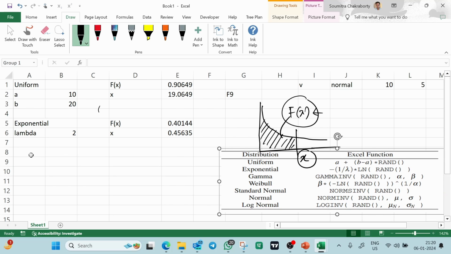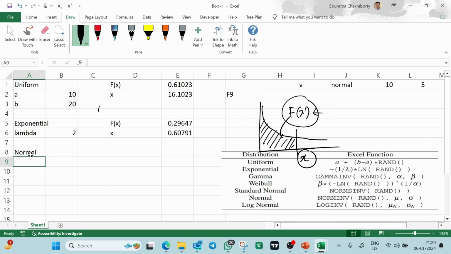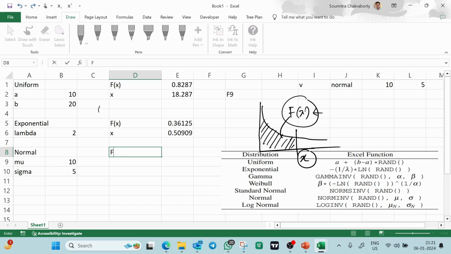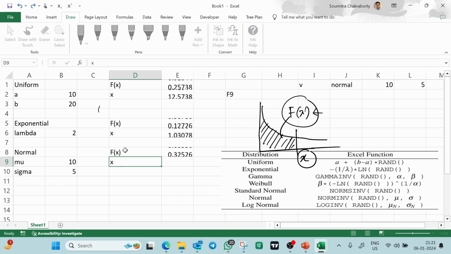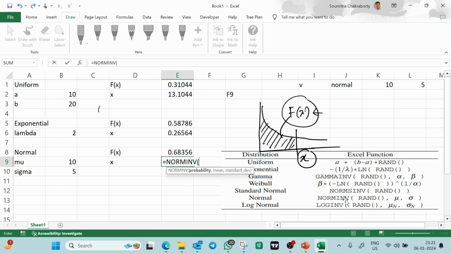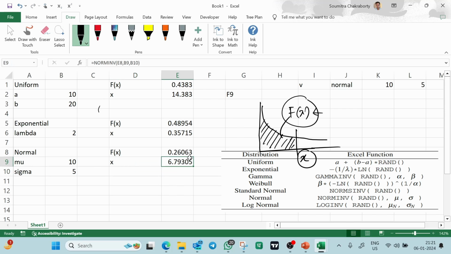Just the normal you have already seen. Two parameters are there, mu and sigma. Suppose mu is 10 and sigma is 5, and fx is what? Again RAND. And what is x? See, it is given here: NORM.INV, RAND, then mu, then sigma. So this is it.